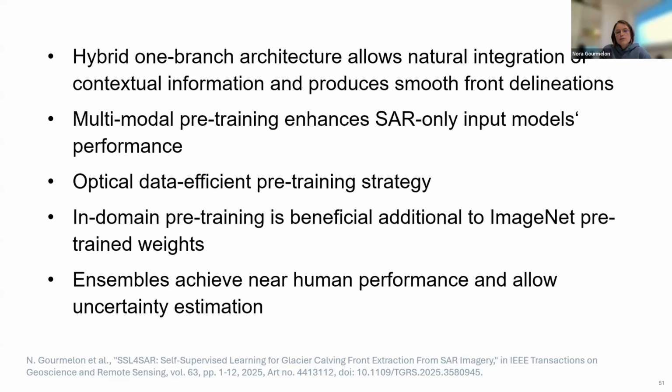And lastly, our ensembles achieve near-human performance and also allow us to get uncertainty estimations, which the geography collaboration partners can use to also get uncertainty estimates for their parameters. So for the frontal ablation that they calculate based on our results in the end when they use our models. And this frontal ablation can then be used to hopefully enhance glacier models and therefore the estimates of sea level rise.